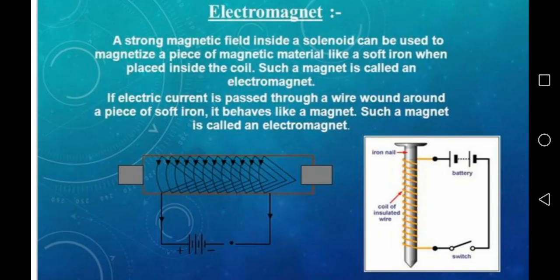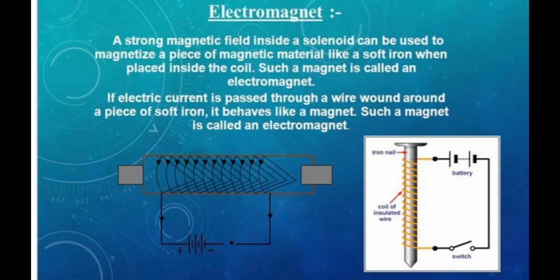Good morning, students. Today we are going to study the second part of the lesson, that is about electromagnet. In the previous video, we discussed the magnetic field lines and the patterns of different conductors, like a straight conductor, a circular loop, and a solenoid. Now we will be studying the electromagnet.